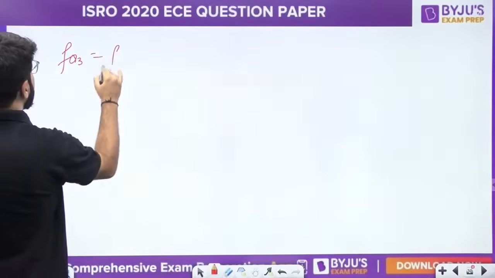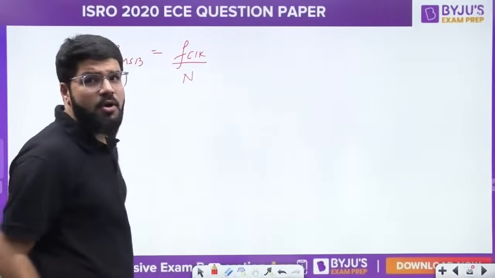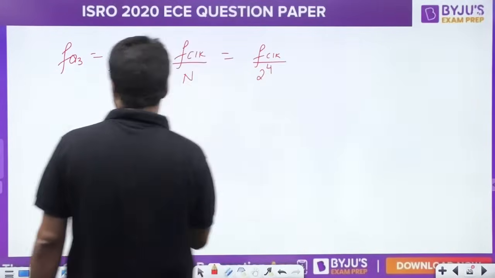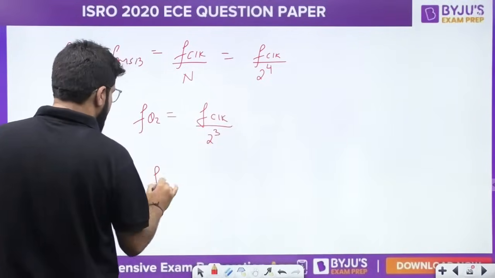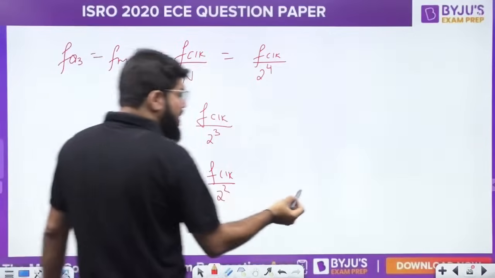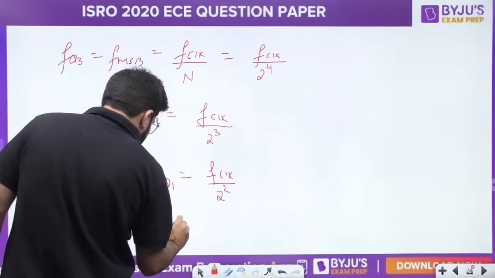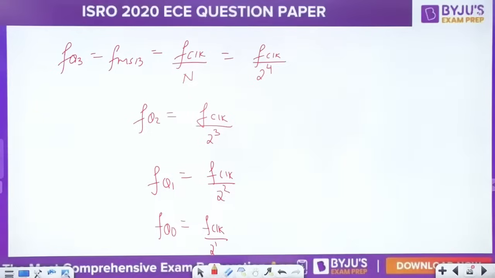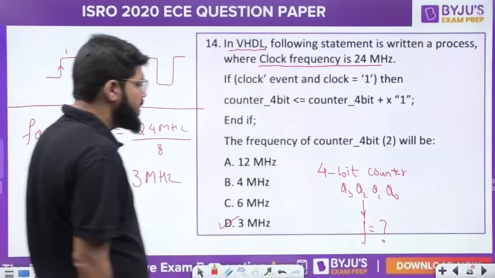FQ3: Q3 means MSB, and we all know the MSB rule. The clock frequency is divided by the mod number. What is the mod number for a 4-stage counter, a 4 flip-flop counter? That is 2 power 4. Then similarly, FQ2 is the clock frequency divided by 2 power 3. If they ask FQ1, it is the clock frequency divided by 2 power 2, because you count Q1 from the LSB. FQ0 is the first flip-flop only, so divide by 2 power 1. So where will the answer 12 be? That is at the LSB only.